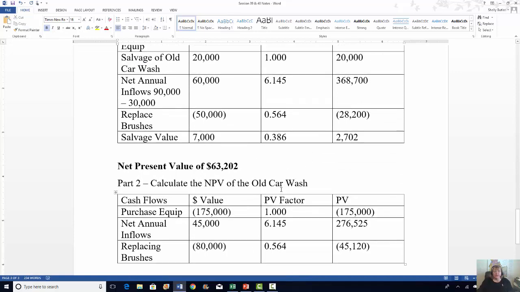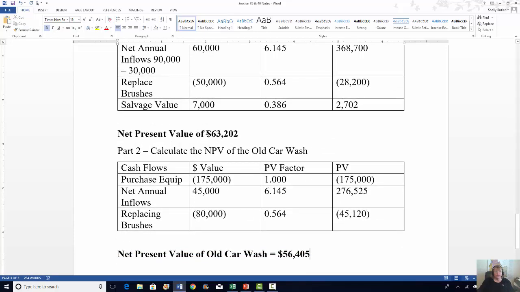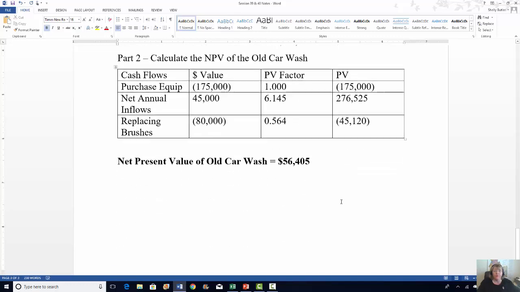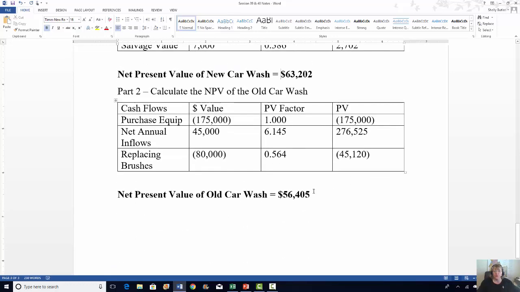So looking at, we'll just go new car wash so we can get them in the same general area here. Great. The new car wash, the present value is higher than the present value of the old car wash by about $7,000. Now let's take a look at the PPI.